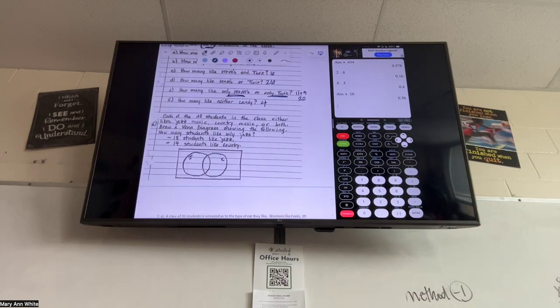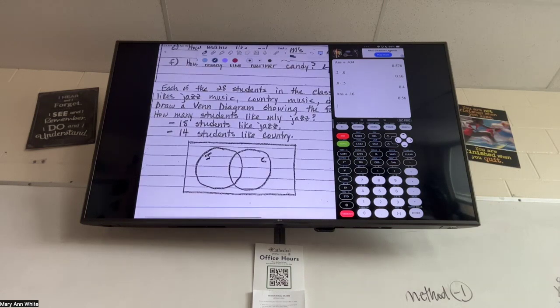Each of 26 students in a class either likes jazz music, country music, or both. Okay, it is important to note that it says each of them either likes jazz, country, or both, which means that there are none that like neither. So none of them like neither. Okay, let's figure out how to fill this in. If 0 like neither, I can put a little 0 out in that corner so that I know that all 28 kids should be on the inside in here.